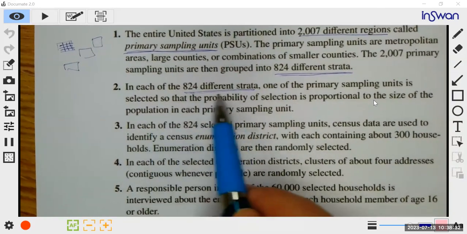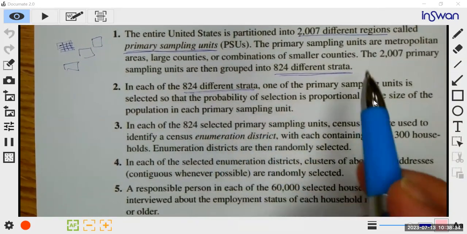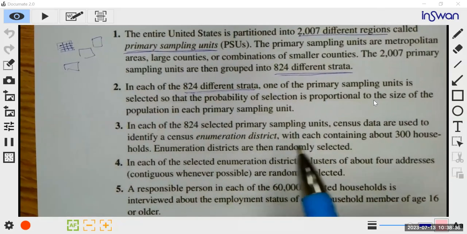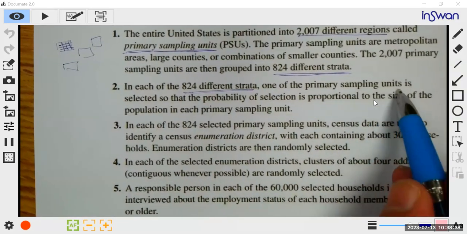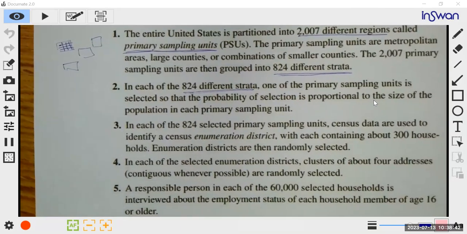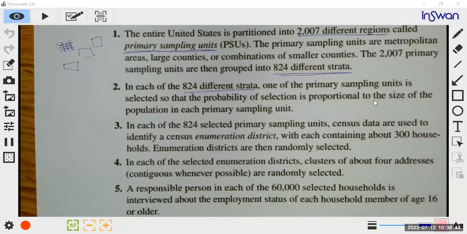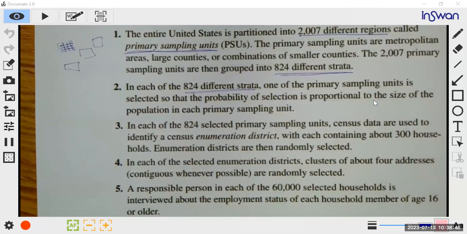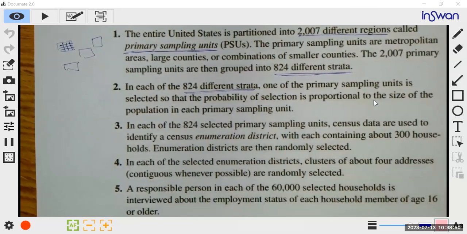Now, inside each of these strata, one primary sample unit is chosen. So what they're saying there is within this subcategory, they're all about the same size in number of populations. So that's where we are right there.